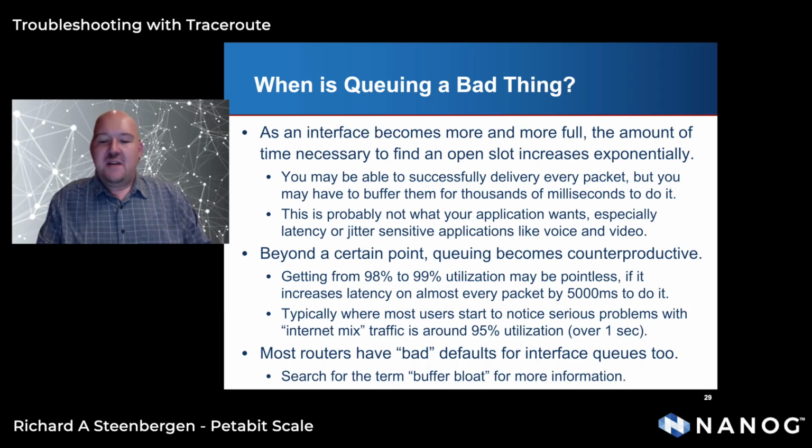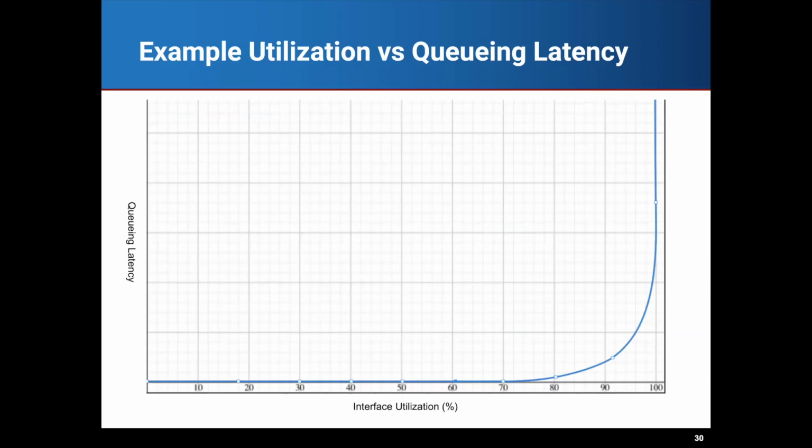And most routers actually have very bad defaults for their interface queues too. If you search for the term bufferbloat, there are a lot of other presentations that talk about this, what the default value should be, and what values you might want to change it to. Here's an example of what that looks like.